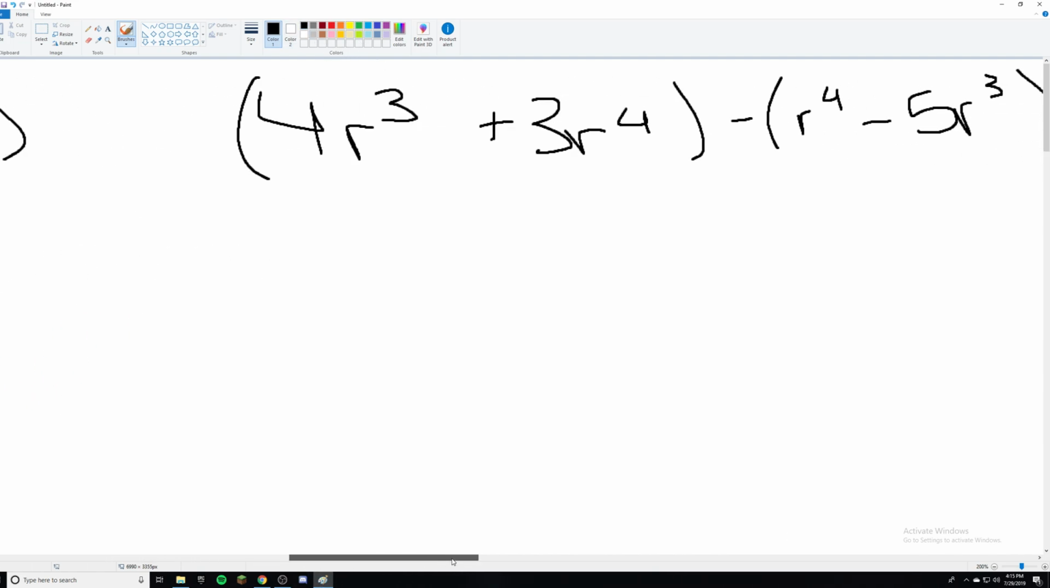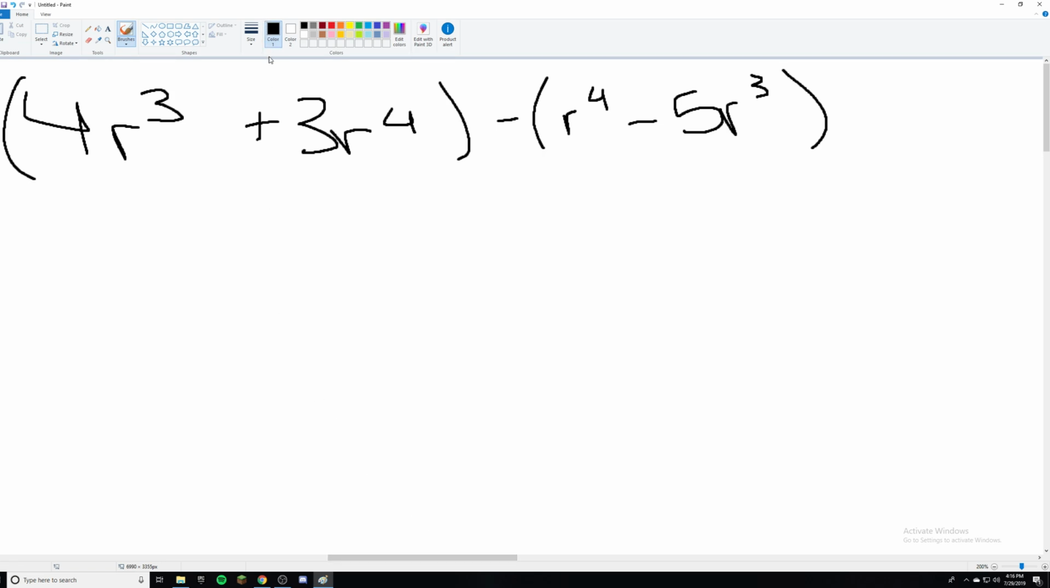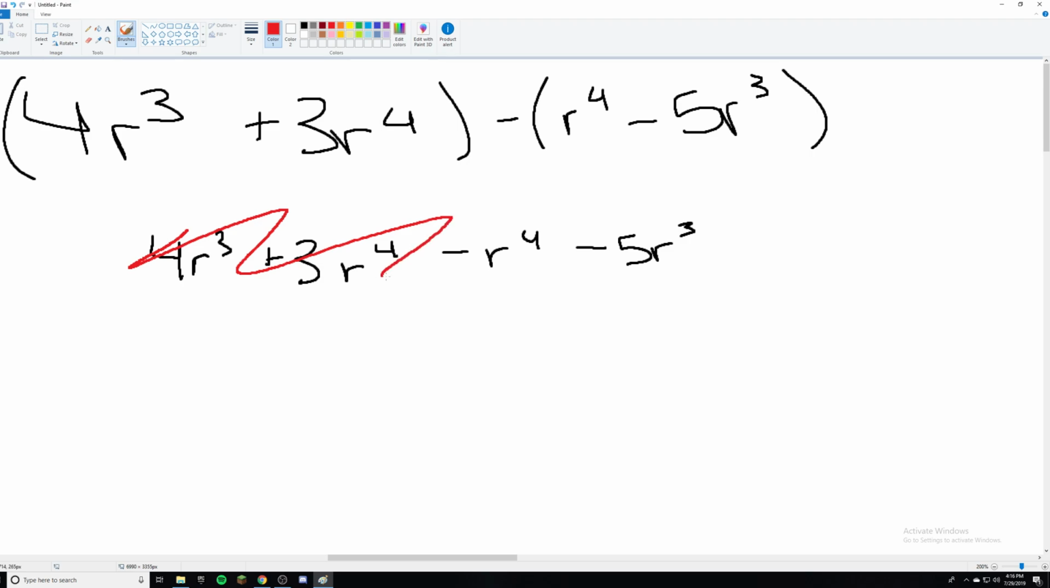We have one final one, which is subtraction. So in this case, you don't just drop everything down. I will show you what is incorrect. You can't just get rid of the parentheses because you are subtracting negative 5r cubed from the 4r cubed. So you're subtracting a negative. So this is actually incorrect. This is not what you do. What I did incorrectly was I just dragged everything down as if it were addition.